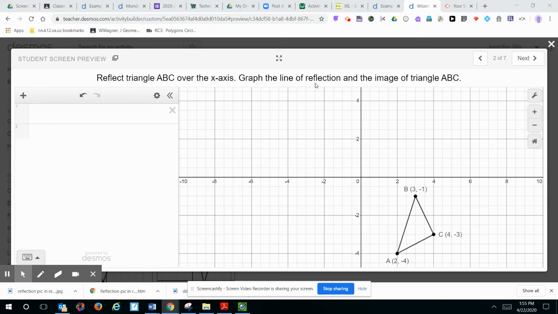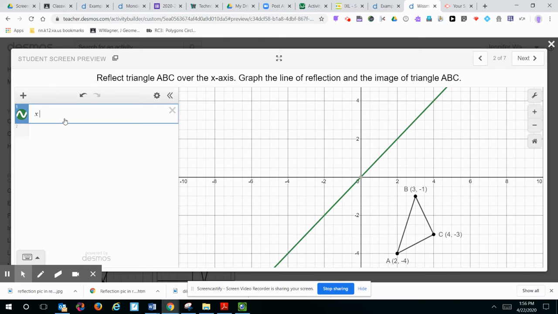So the directions say graph the line of reflection. Well, we've already discussed the line of reflection is the x-axis. So I have to make the x-axis, and I can't type in x-axis. That isn't a thing. It gives me this warning symbol. I can't just type that in because it doesn't recognize that.